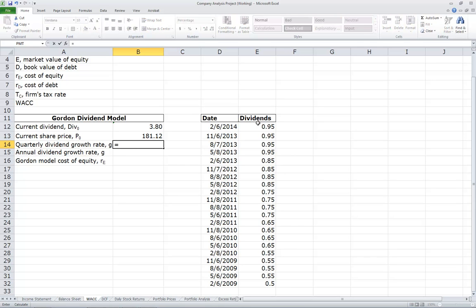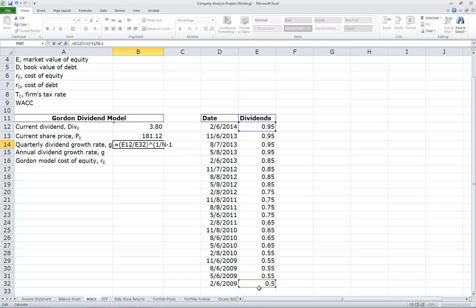And the way we do that is we take our most current quarterly dividend and divide it by our most previous quarterly dividend. And this process is very evident in the PowerPoint presentation for Chapter 6. So current dividend divided by the dividend 21 periods ago, and then to the power of 1 divided by n minus 1. N is the number of dividends we have here.